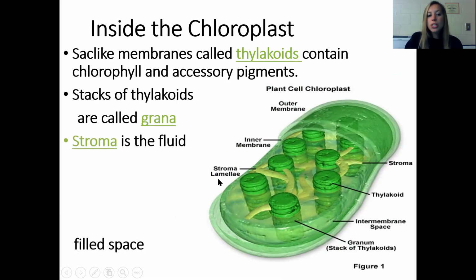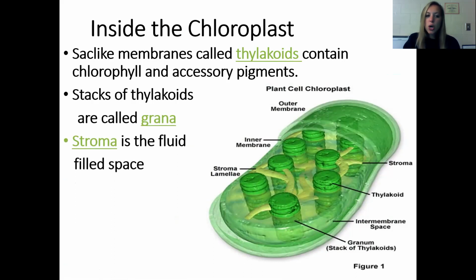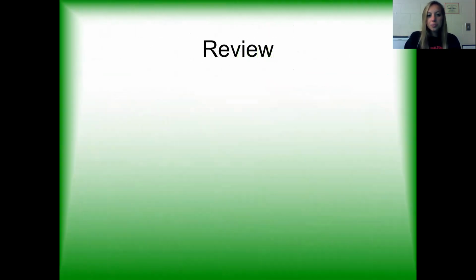And then you have stroma, which is the fluid-filled space. Kind of like the cytoplasm was in our cell, it gives me the same vibe, right? So stroma is that fluid-filled space around the thylakoids, around the grana.